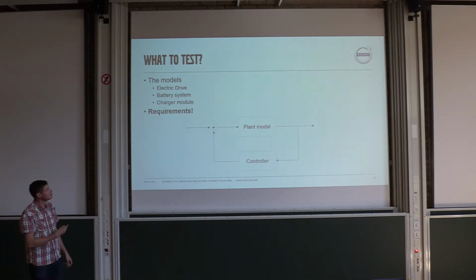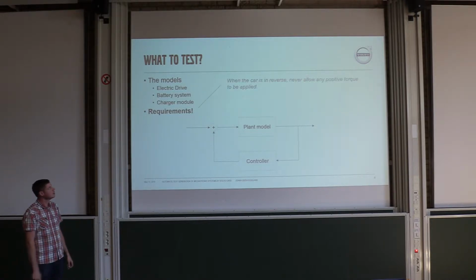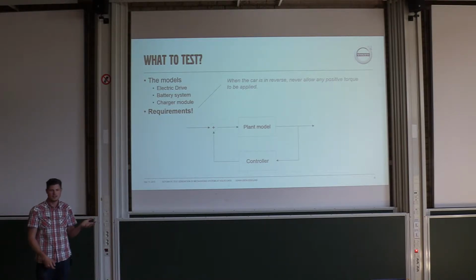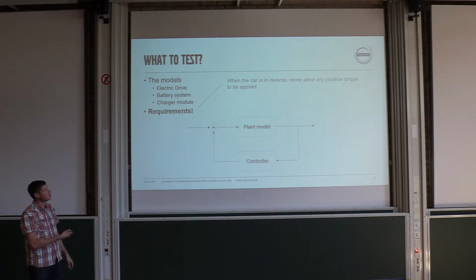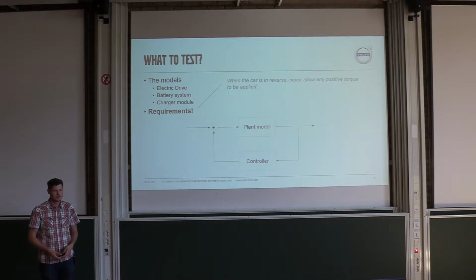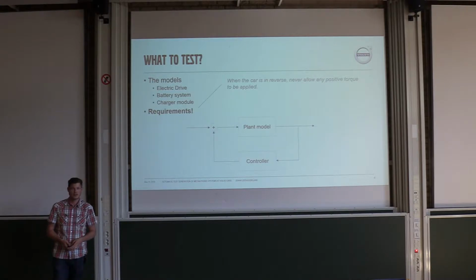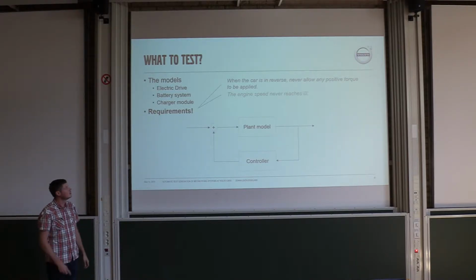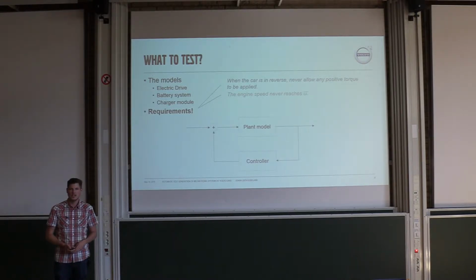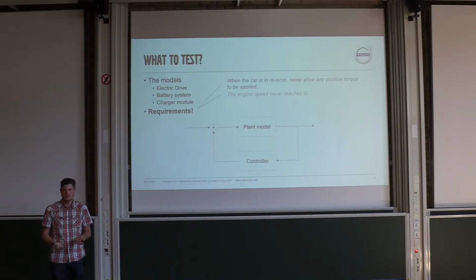I have a few examples of what requirements could look like. These are some requirements that I just came up with, so they're not actual requirements. But for example, when the car is in reverse, never allow any positive torque to be applied. So it's kind of straightforward, to the point, and makes sense. It should be fulfilled by any car. The engine speed should never reach some preset ceiling of the engine speed. Maybe that makes sense in some situations, maybe it doesn't in others.